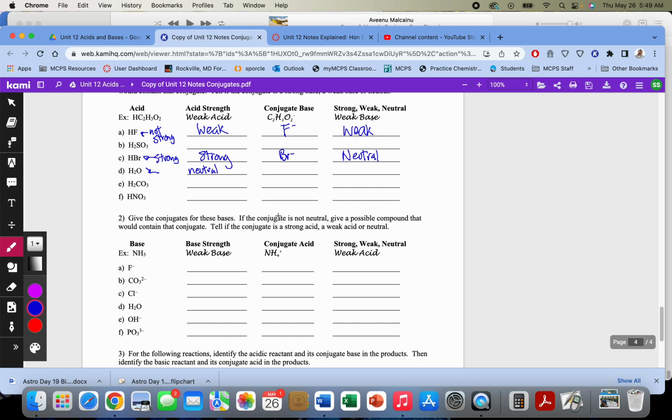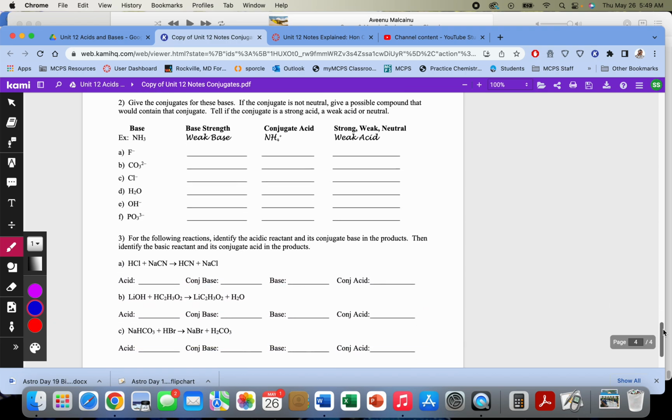If I know it's neutral, I know the strength of its conjugate as well, and you can write its conjugate as well. So take an H plus away, and you get its conjugate, and I know that this conjugate is going to be the opposite of neutral, and you can figure it out, maybe possibly by looking at the notes, who knows.